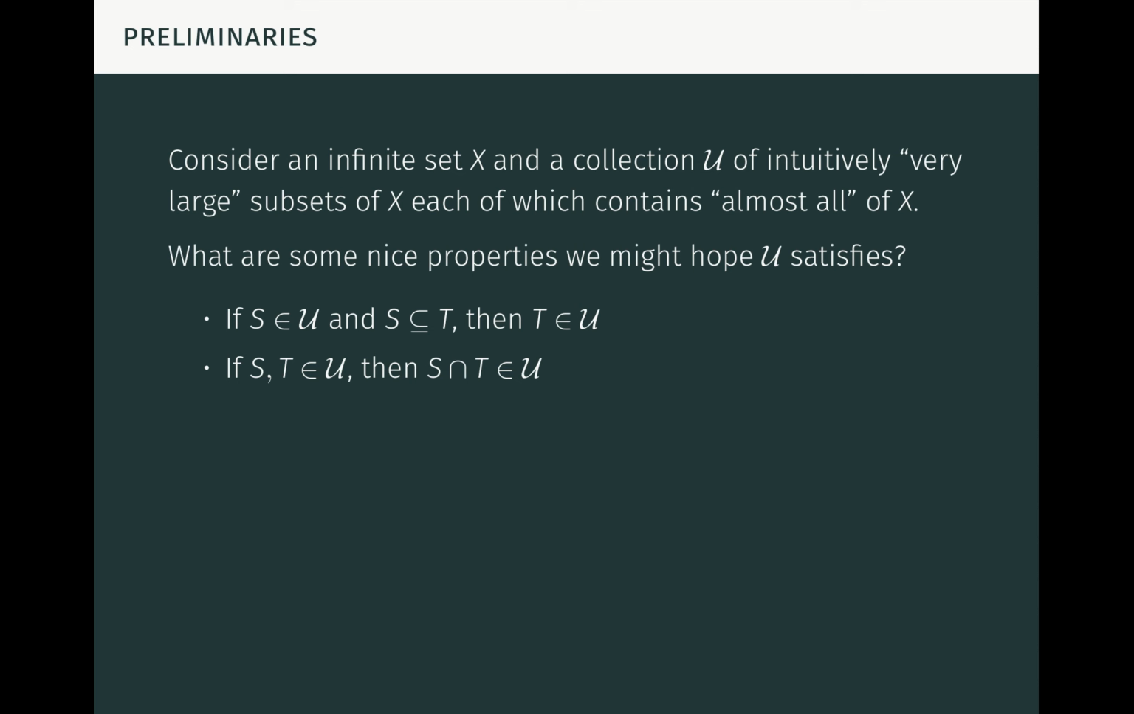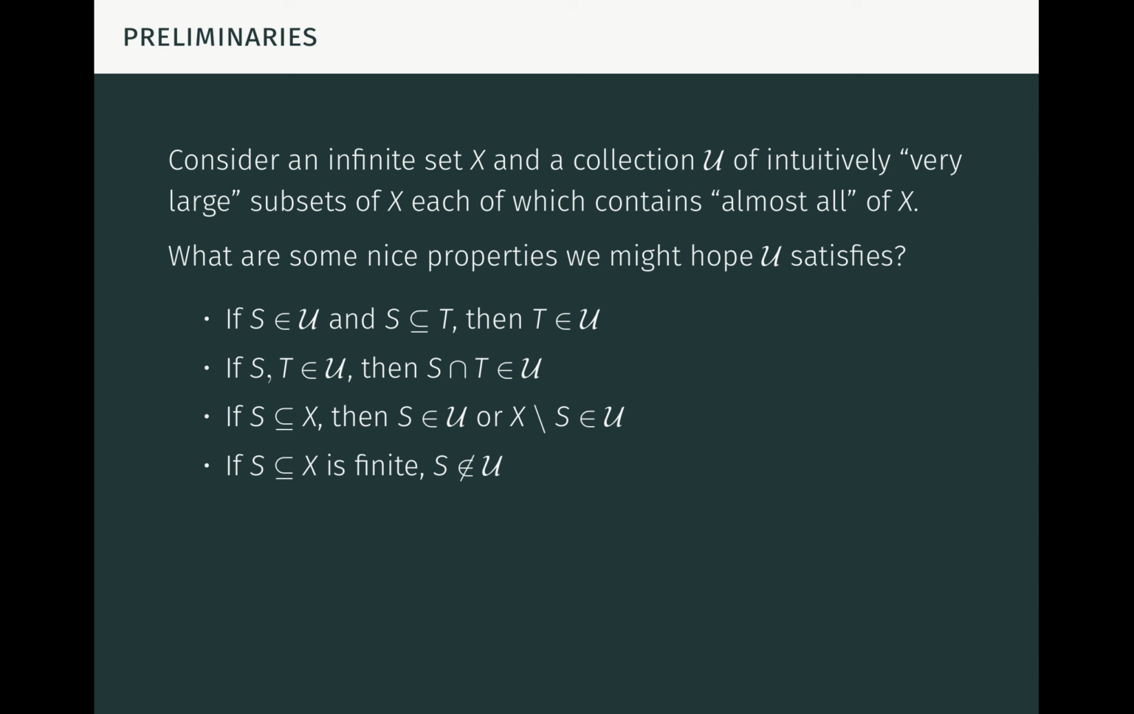Another way to see this is that if S and T are both large, then their complements are small. And the complement of their intersection is just the union of their complements, which is therefore a union of small sets. It makes sense that the union of two small sets is small. Next, if S is an arbitrary subset of X, then it would be really nice if either S is in U or its complement is in U. In other words, either S is large or it's small. Although you can potentially envision cases where that wouldn't be true, this is a very nice property to have because it simplifies the possibilities for subsets.